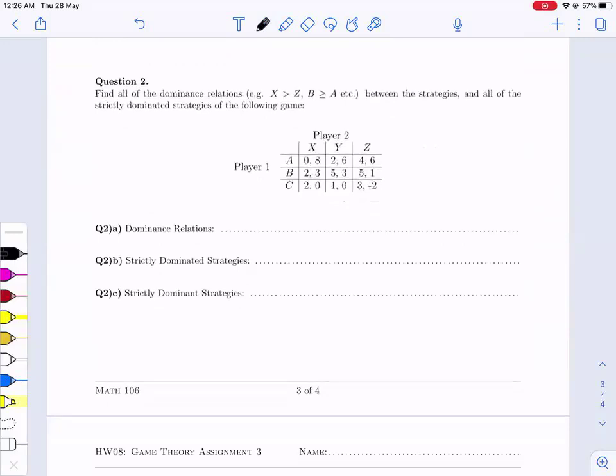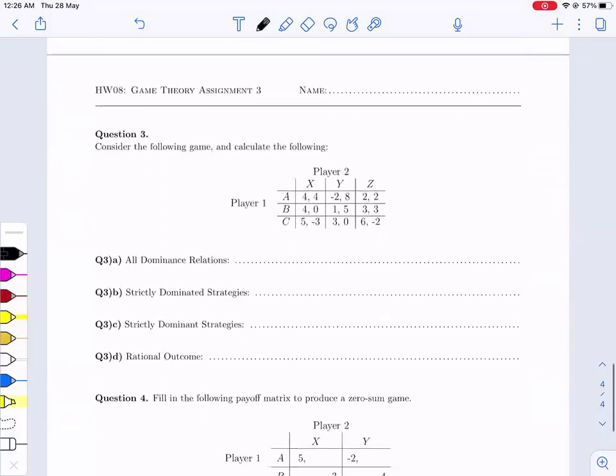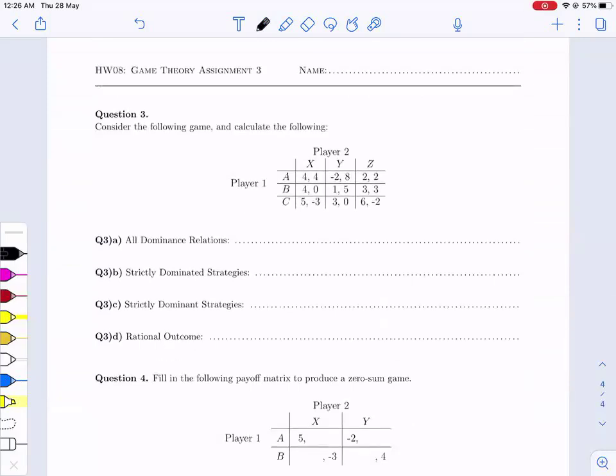Now let's look at question 2. Question 2 and question 3 are again very identical, just that question 3 has a fourth part that talks about rational outcomes. So I'll talk about question 3 because it also covers question 2. Okay, so you are given a payoff matrix. So this is a 3 by 3 matrix, meaning that there are two players. Each player has three options or three strategies. And now you want to find all dominance relations.